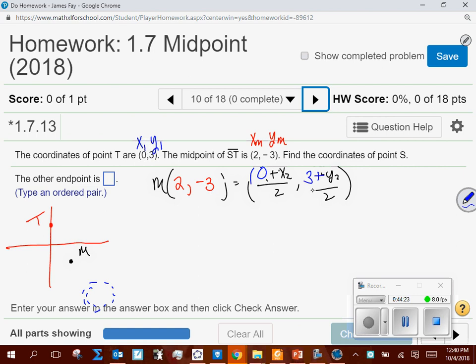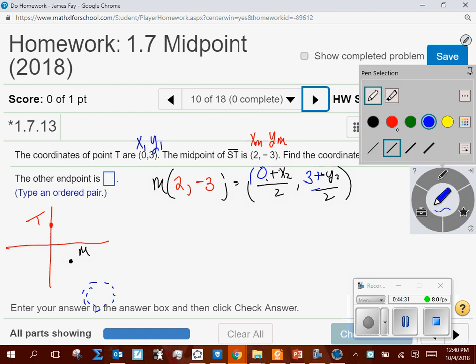That makes sense, everybody? And now use that logic that I said: if the left-hand side is an ordered pair, and the right-hand side is an ordered pair, the only way that equation can be true is if this x value here is exactly the same as that x value there. So we develop 2 is equal to 0 plus x sub 2 over 2.